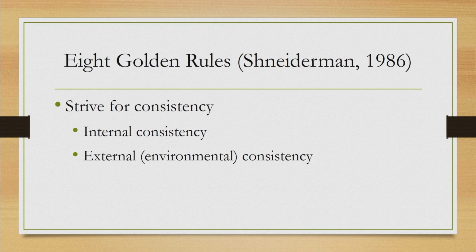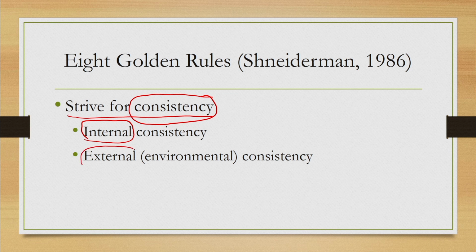The first one is called strive for consistency. What does it mean? This means that our design, whatever we are designing, should be following consistency in its approach. Now, consistency can be thought of at 2 levels: the internal consistency and the external consistency. Now, internal consistency is that inside the system, whatever you do, the way you design should follow a consistent approach.